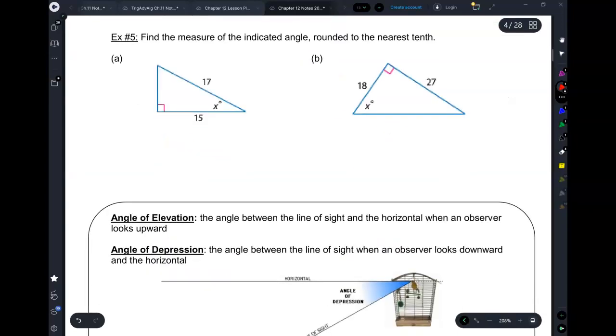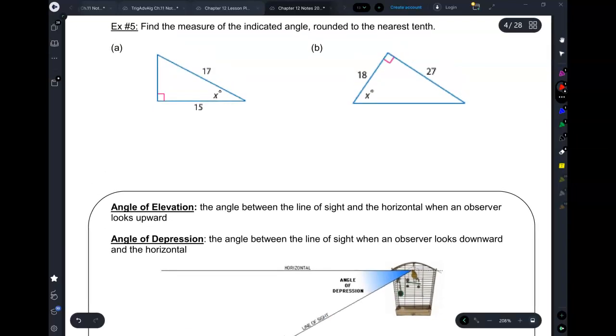Okay? All right. So if it's a special angle, you can just do it like that. But if it's not a special angle, then you have to do it using your SOHCAHTOA knowledge. Okay. So let's take a look at this one. I have an angle. I have the hypotenuse. And I have the adjacent side. Right? So this is what? Sine, cosine, or tangent? Cosine. So I say cosine of the angle is equal to 15 over 17.